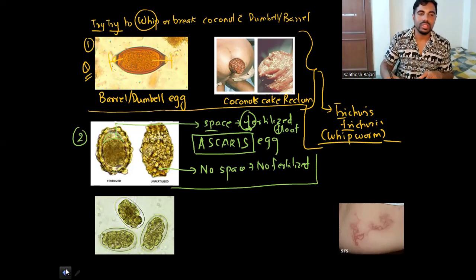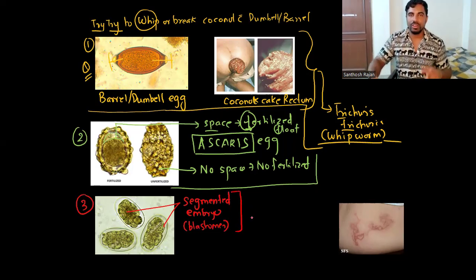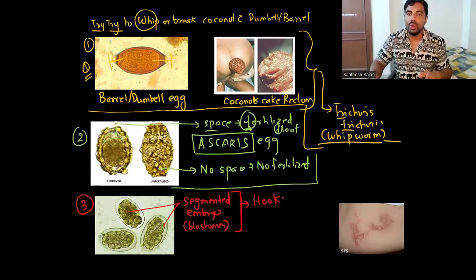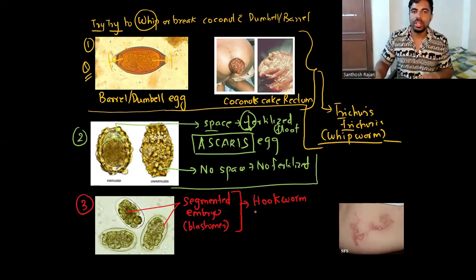Now the third image. What is this image? Whenever you see a segmented embryo, or blastomeres inside the egg, you know what it is. Whenever someone has a segmented body, you want to hook up, right? So hookworm. And for hookworm, the Chandler index is more than 200. That is PSM; I'm not going to bring it here to say it is endemic or whatever. Now hookworm is what? They are Ancylostoma and the other one is Necator americanus.